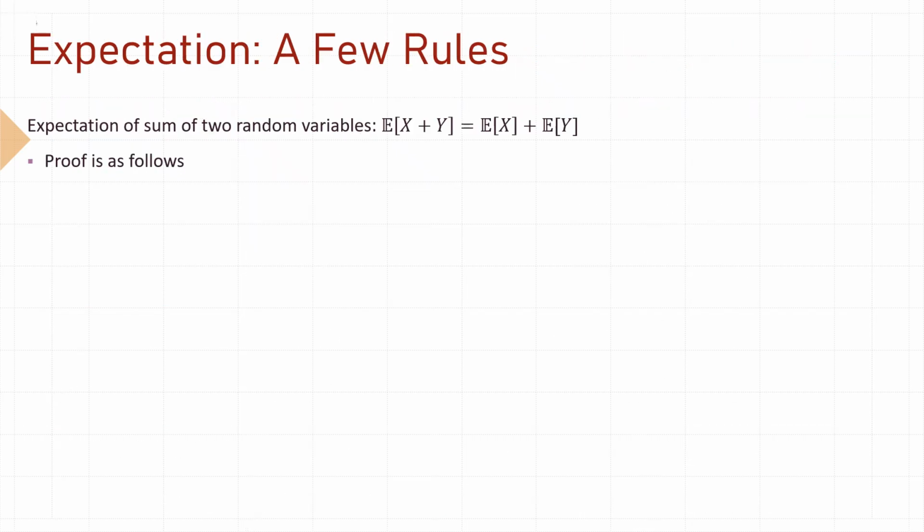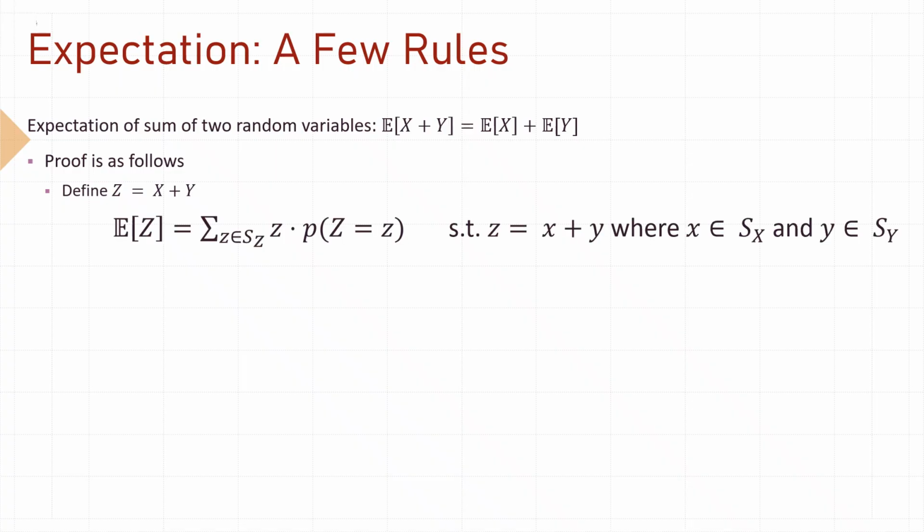Suppose you have a joint distribution of random variables x and y, and you apply a function such as x plus y to transform it into another random variable z. The expectation, or mean, of z tells you the average value of z over all possible outcomes of x and y, weighted by the probabilities of those outcomes.